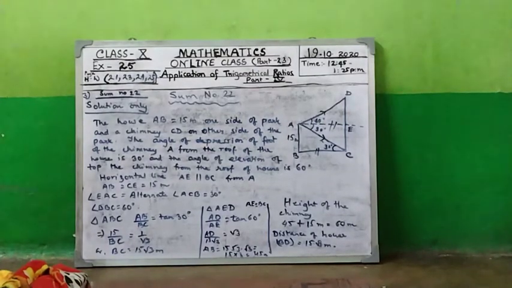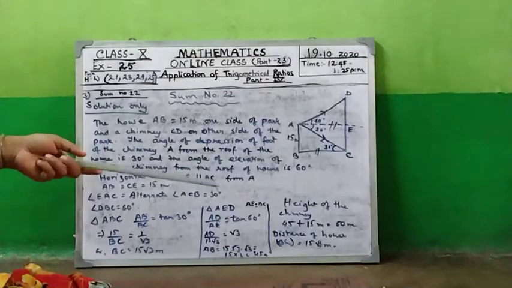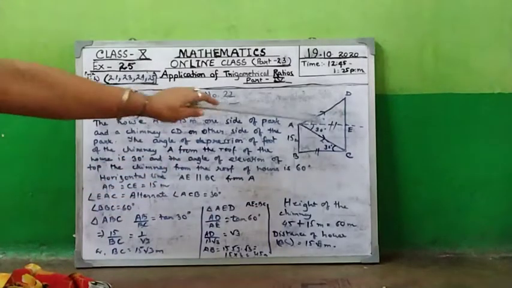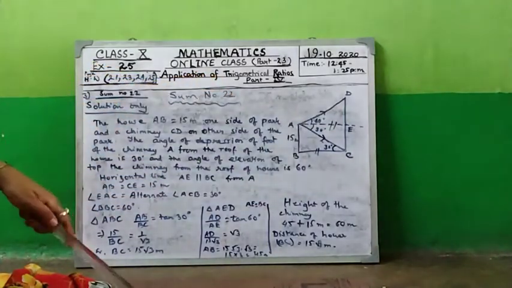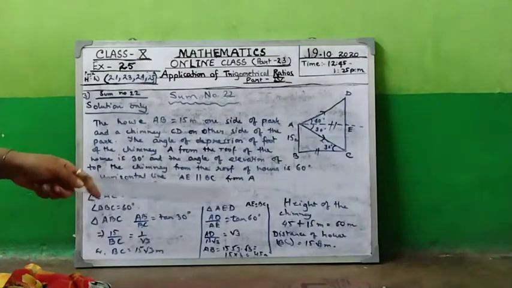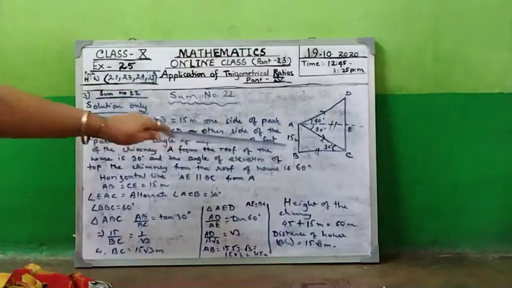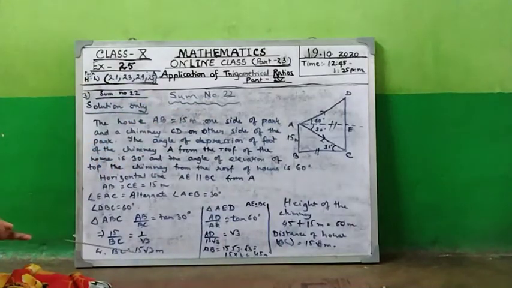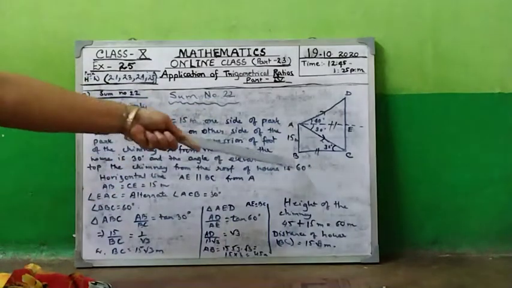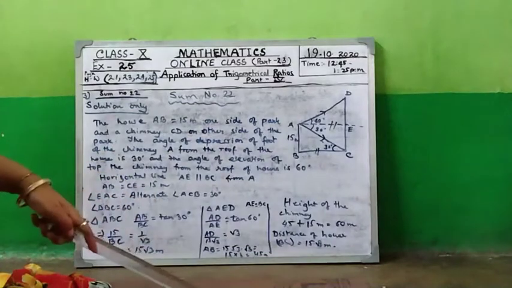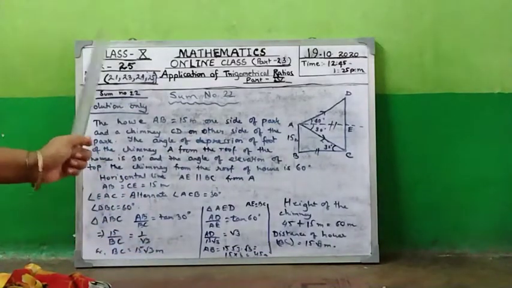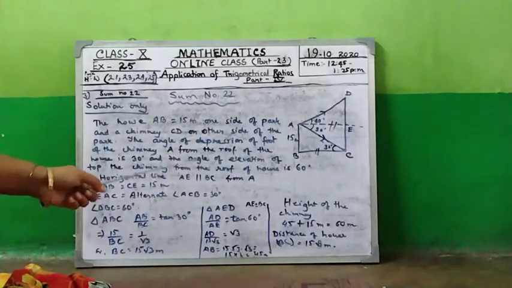So we have nearly completed. Now the height of the chimney, this is how much? It is 45 plus 15 meter, that is equal to 60 meter. And the distance of the house, that is already we have found, 15 root 3 meter. BC is equal to 15 root 3 meter. Alright. So we have completed all the problem sums.